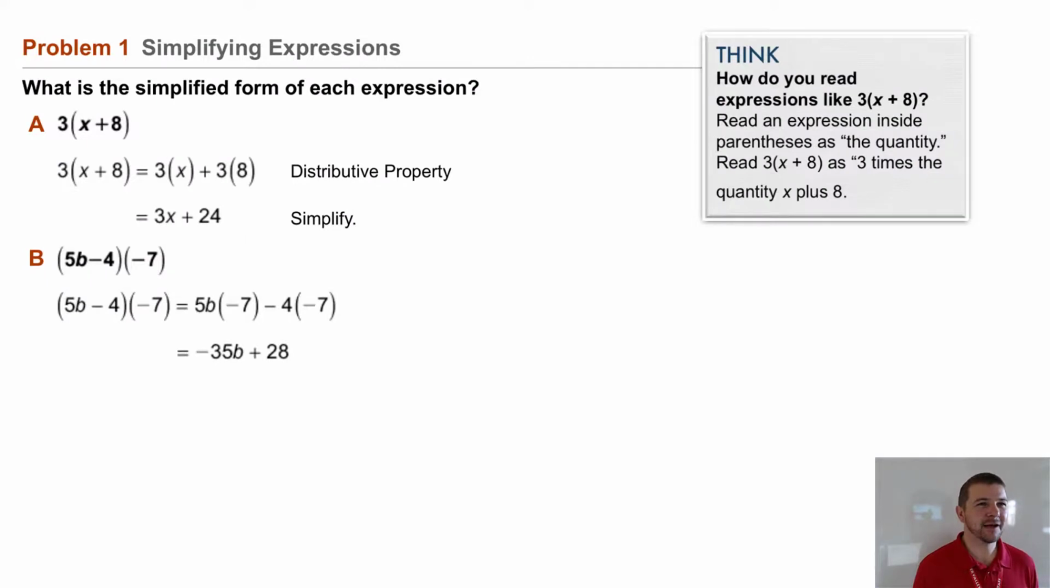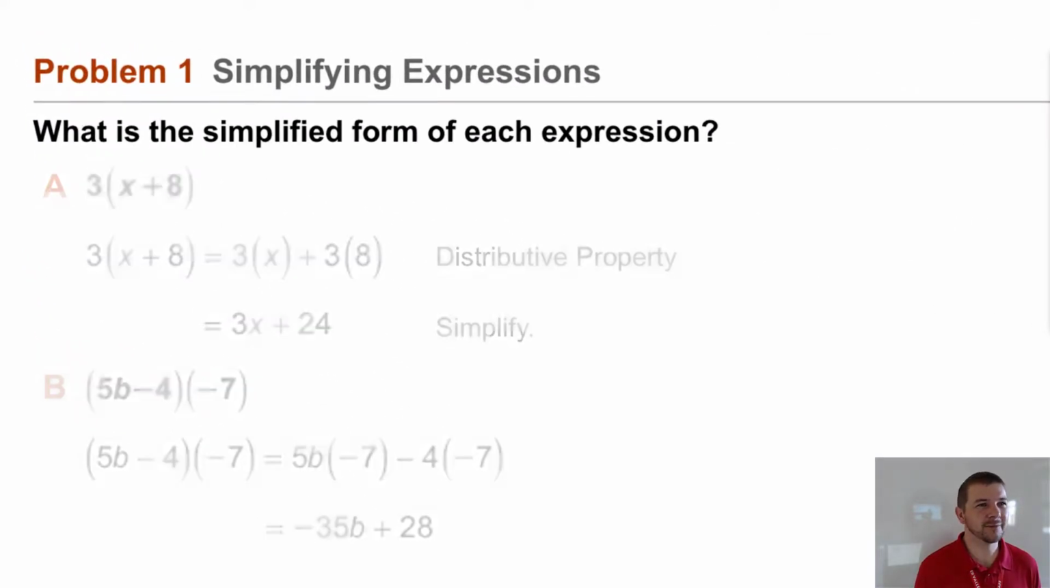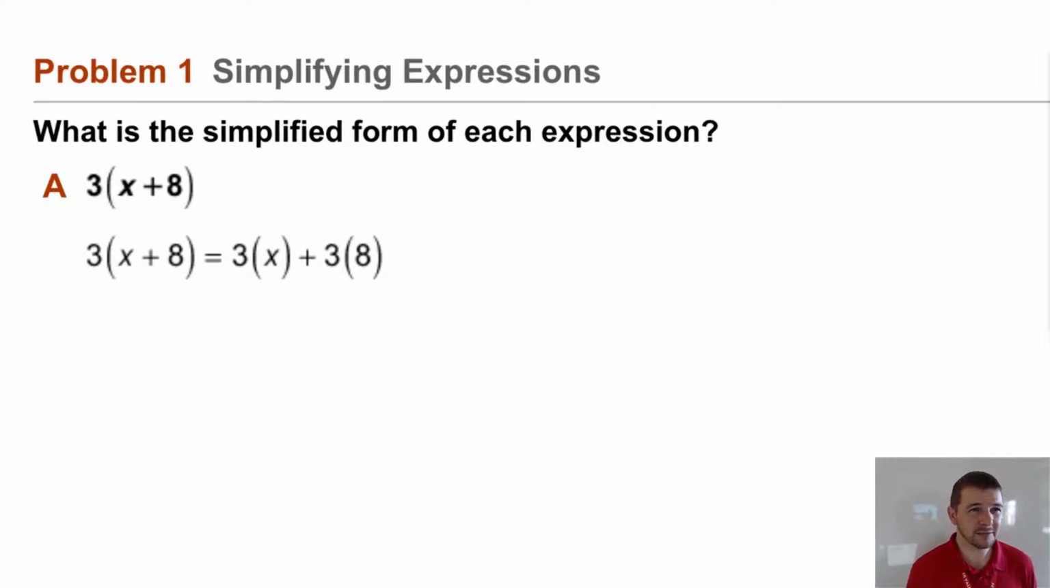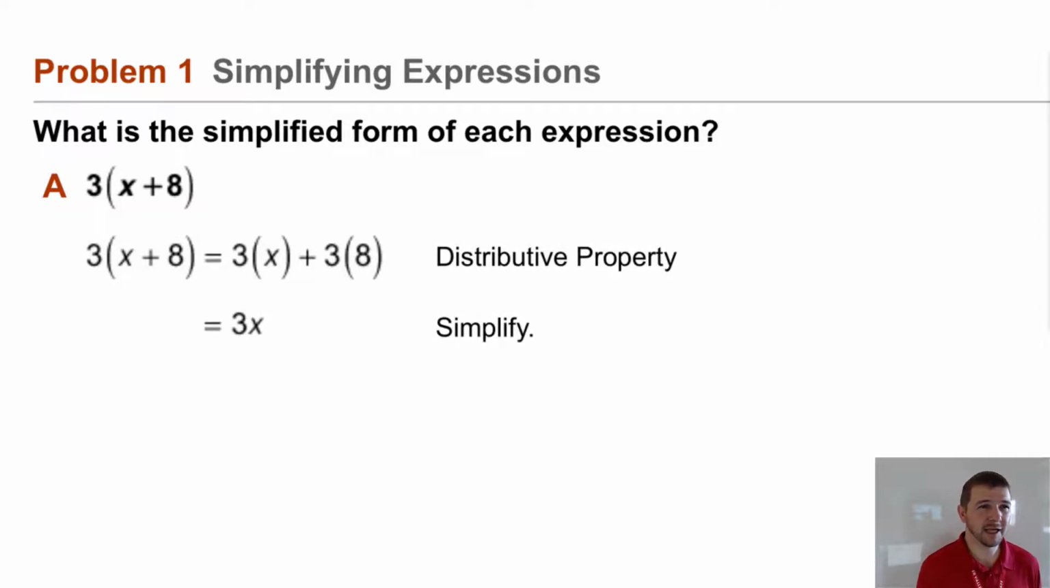Problem 1, simplifying expressions. What is the simplified form of each expression? Part A, 3 times x plus 8, in parentheses. Well, 3 times the sum x plus 8 equals 3 times x, distributing the 3 to the first term in parentheses, plus 3 times 8, distributing the 3 to the second term in parentheses. And then we simplify. 3 times x is 3x, 3 times 8 is 24.